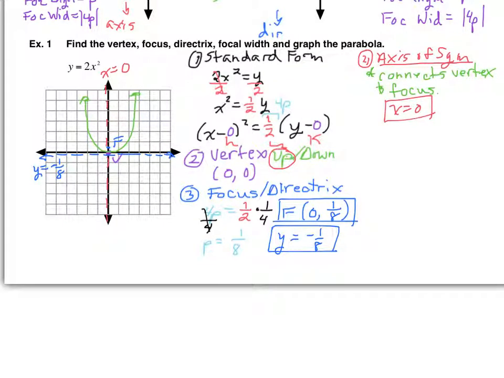Now the only other thing that they asked was the focal width. So step 5, focal width. The focal width involves 4p, and it involves the absolute value of 4p. The absolute value of 4p is equal to the absolute value of what did we say 4p was equal to? 1/2, which equals, in our case, 1/2. So the focal width is going to be 1/2.